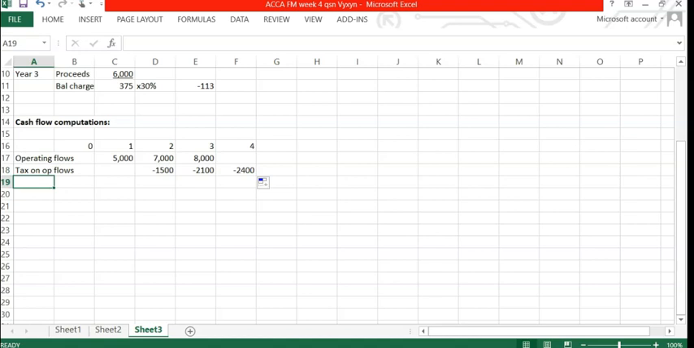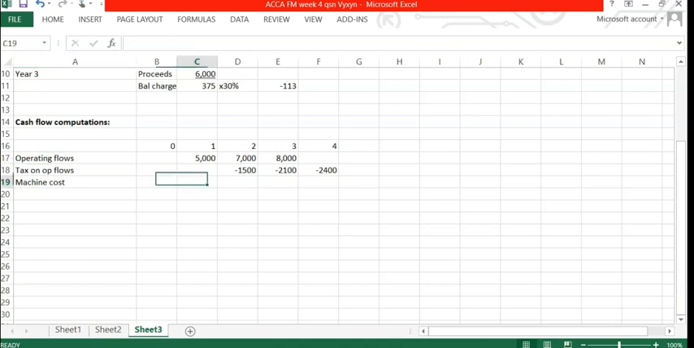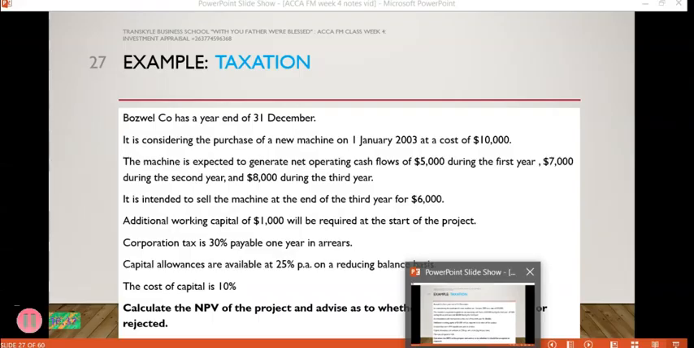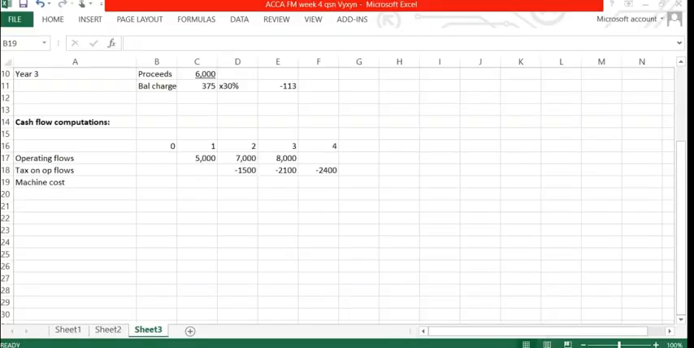Then for the tax that's done, we then move on to the initial investment. In this case, was it a machine or a plant? You consult the question. It's a machine, so you can just say machine investment or initial investment. Machine cost. Let us enlarge the cells, because if you don't enlarge those cells, we are going to have problems. How much did the machine cost? Machine of 10,000. So that's 10,000.